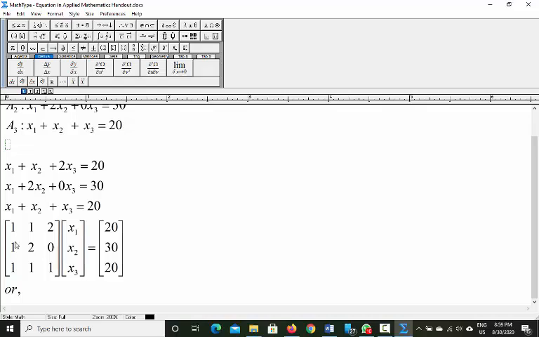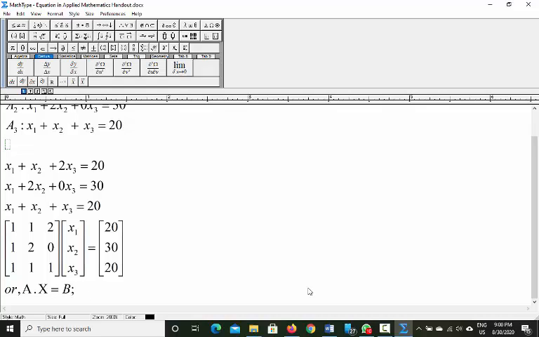Right. So here let us name this matrix as A, and let us name this matrix as X, which is equal to, and let us name this matrix as B.